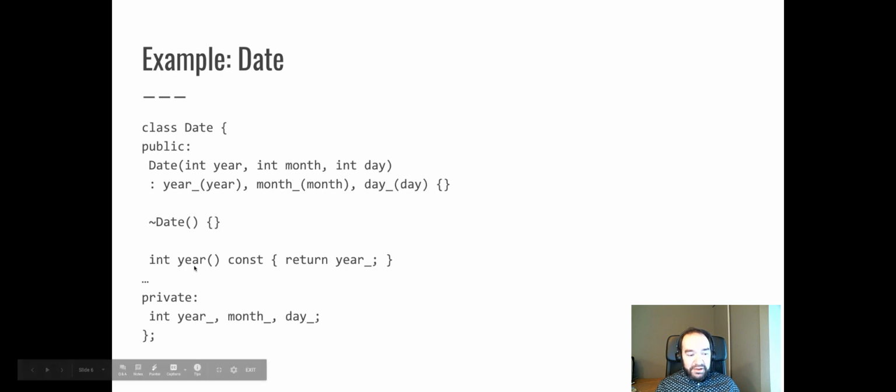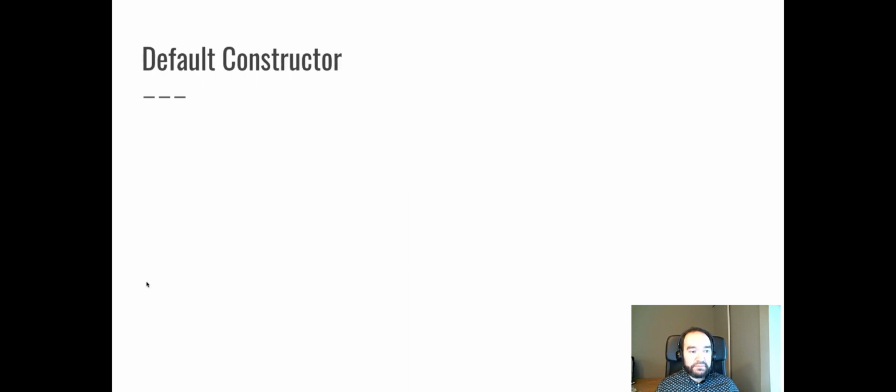Here I've got my int year. This is an accessor or a getter. It just returns the value of year. And there's an ellipsis. We would probably have more stuff in a practical date class.